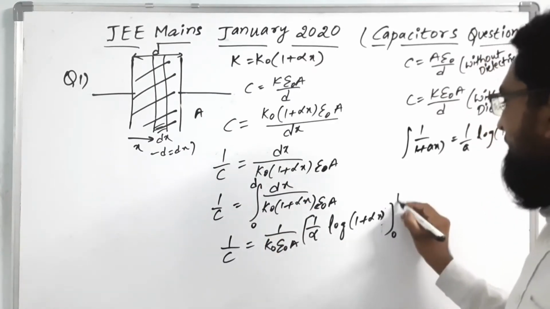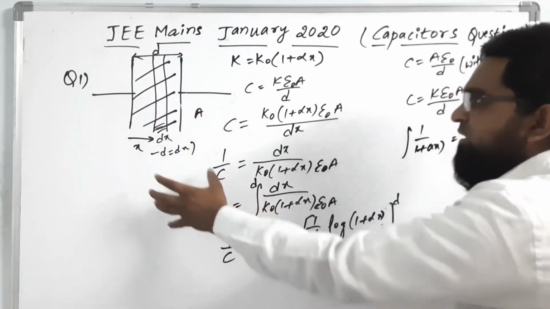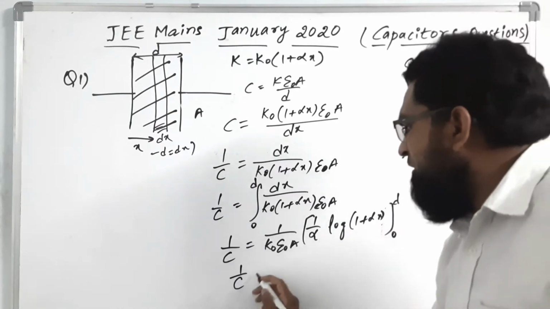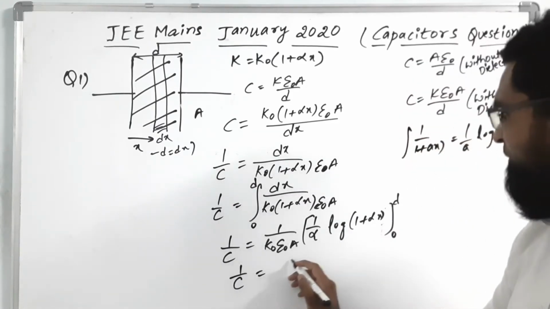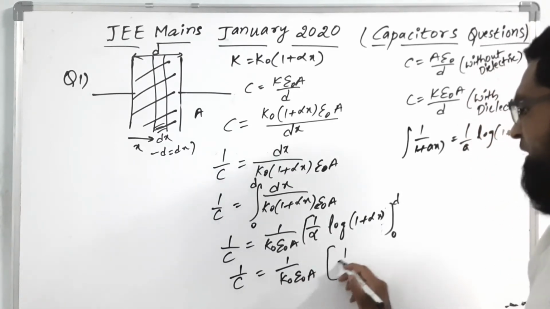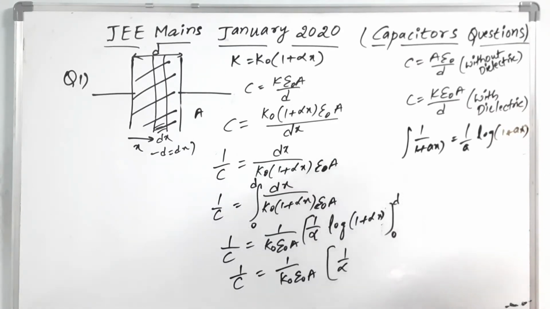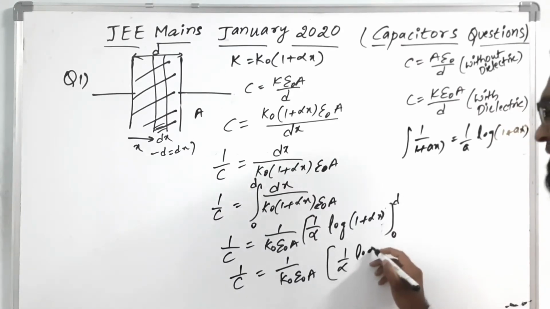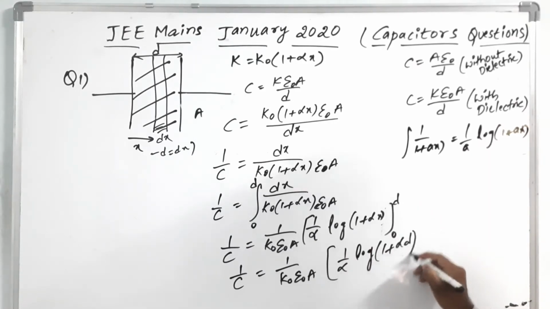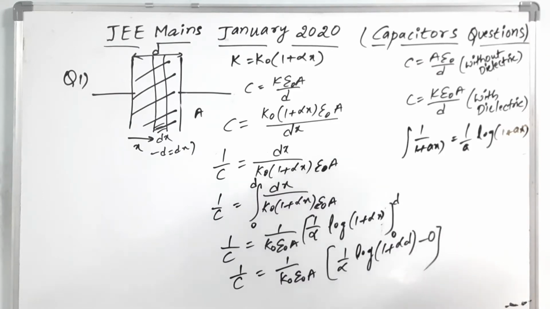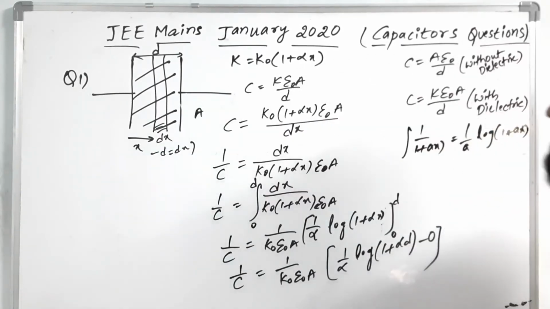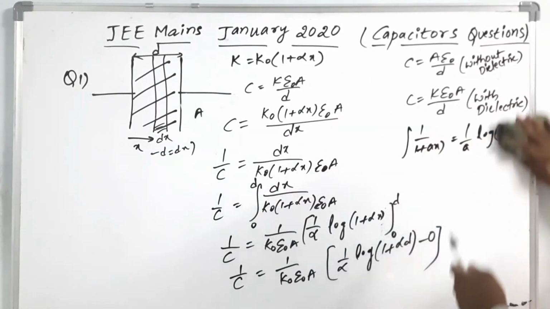So I hope you understood this one. We are finding the total capacitance by integration. After that, 1 by C is equal to 1 by K naught epsilon naught A, times 1 by alpha, upper value minus lower value. We get log of 1 plus alpha d for the upper value, and for the lower value it is 0. I hope you understood all these steps. Shall I go to the next step? Remember these formulas.